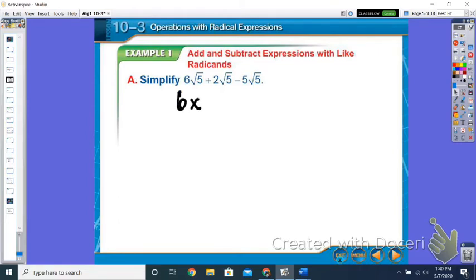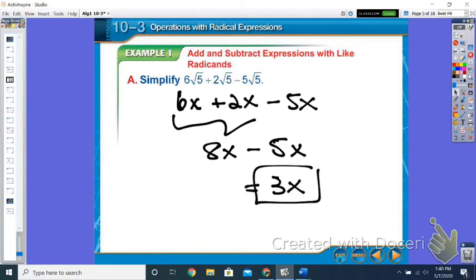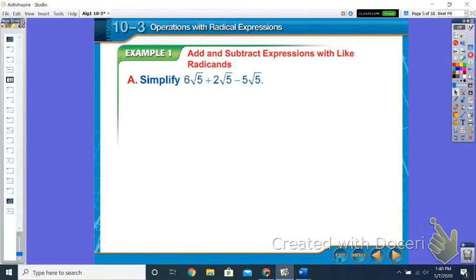If this said actually 6x plus 2x minus 5x, so in place of these square root of 5s, I'm just putting an x instead. You would just add like terms. You would say 6 and 2 is 8x minus 5x, so you'd say that's 3x, right, as your final answer in that case. This is very similar.